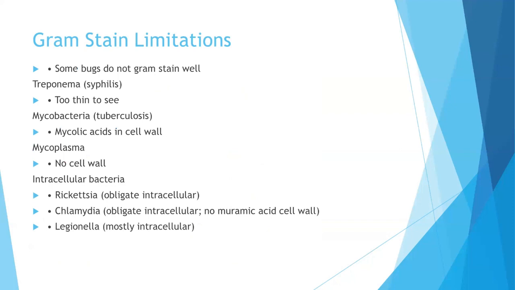Now, Gram stain limitations. Some bugs do not Gram stain well. For example, Treponema or syphilis, because they are too thin to see. Mycobacteria, because of the mycolic acids in the cell wall. Mycoplasma, because there is no cell wall. Intracellular bacteria like Rickettsia, Chlamydia, and Legionella are obligate or mostly intracellular, and Chlamydia has no muramic acid in its cell wall.